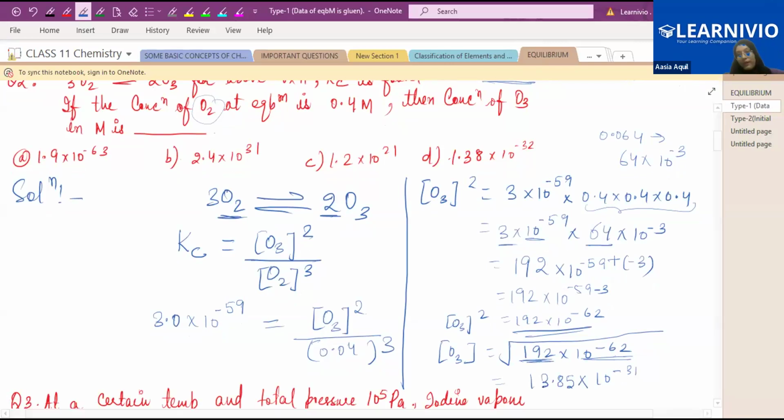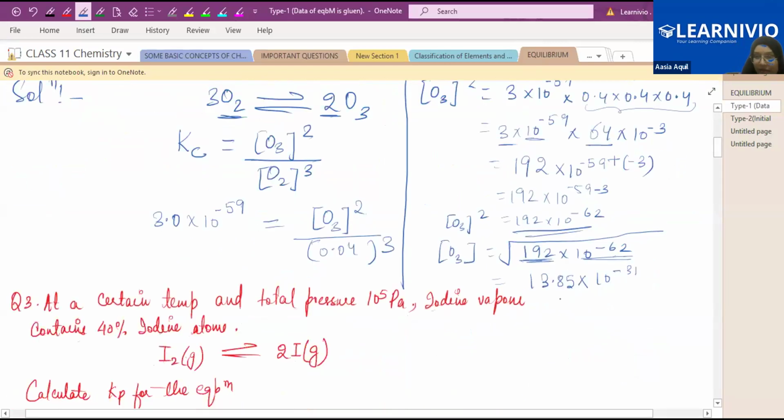Now, in standard form, we can write this 13.85 as 1.385 into 10 raised to the power. The power will be adjusted when you are shifting the decimal over here, right? So it will become minus 30. That is the final answer. What is the concentration of O3 in this equation? So it is 1.385 into 10 raised to the power minus 32.